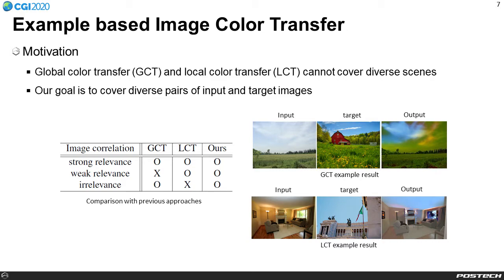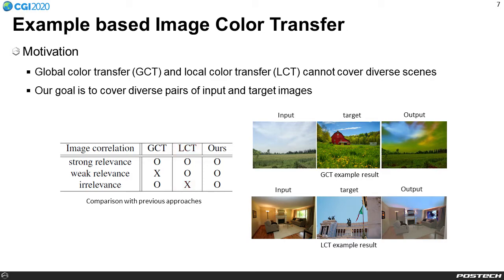Among the relevance categories, we found that GCT and LCT methods fail in certain types of relevance. GCT works robustly on strong and irrelevance pairs but fails in weak relevance pairs, while LCT works on strong and weak relevance pairs but fails in irrelevance pairs. The failure of GCT in weak relevance is obvious because they do not care about local correspondence of the image. Also, LCT fails in irrelevance pairs as there is no local correspondence between the images.